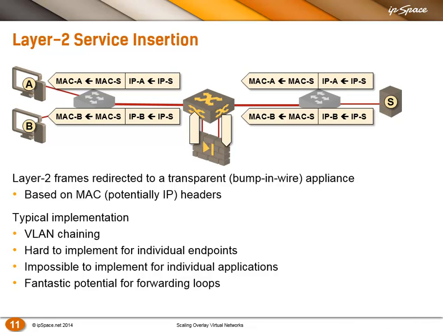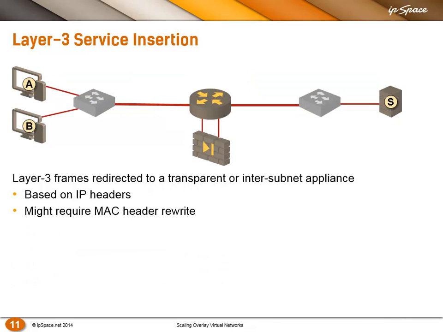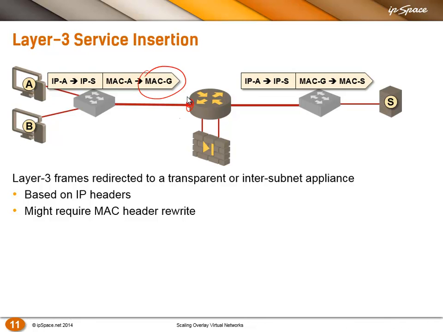Typically, you would do this with something like VLAN chaining, but that doesn't work for individual endpoints. It's impossible to do for individual applications. And in any way, VLAN chaining has fantastic potential for forwarding loops. Layer 3 service insertion is way better because we just need to redirect packets and we rewrite MAC addresses, and it's way simpler. So A talks to the server, but the destination MAC address is actually the MAC address of the gateway, which is over here. This is sent forward, and here the MAC header says it goes from the gateway to the server.